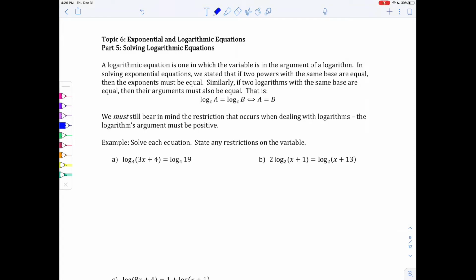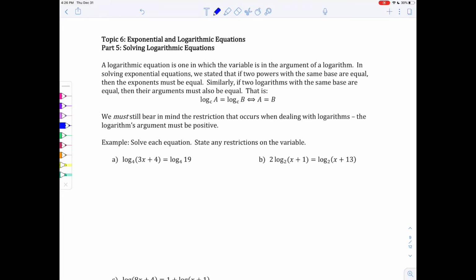Welcome back to exponential and logarithmic equations. Today we're going to look at particular types of logarithmic equations. So a log equation is one where the variable is in the log, like it's the argument of the log function. And maybe we need a way to get it out.